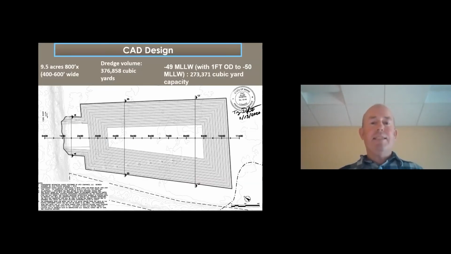Here's a shot of the CAD cell design. It's 9.5 acres, with 376,000 cubic yards of material being dredged out for a capacity of around 273,000 cubic yards of fill material. As I mentioned previously, there is an access channel into the CAD cell here. This was probably the most complex consultation piece with the Army Corps as part of the 408 process, because there will be an entrance berm following filling of the CAD cell that will be constructed across this to bring basically the entrance channel back up to grade.